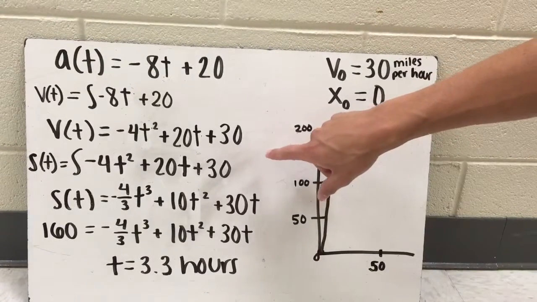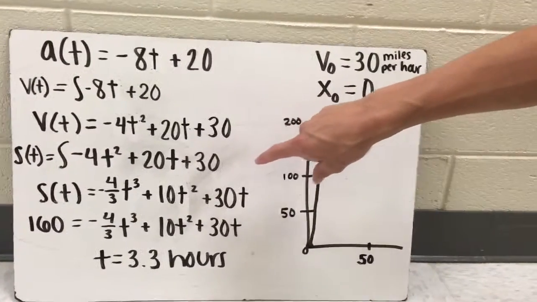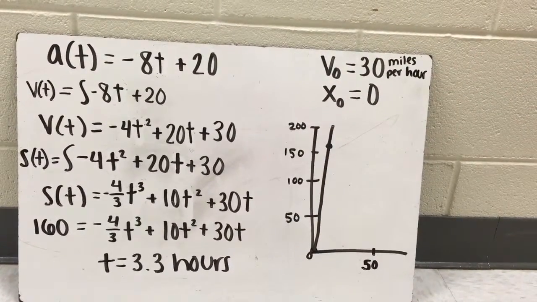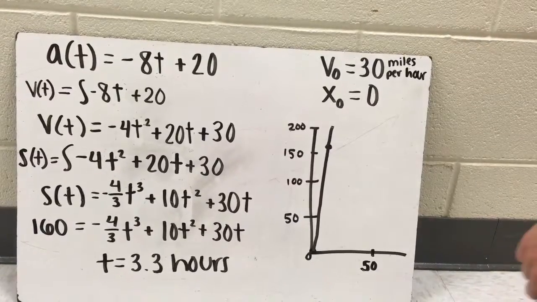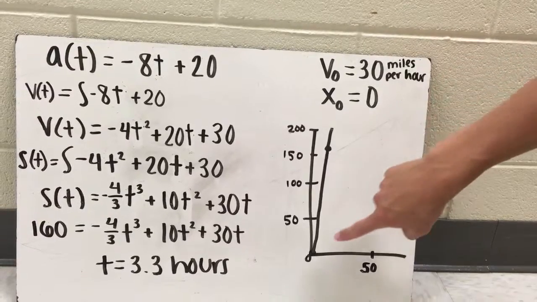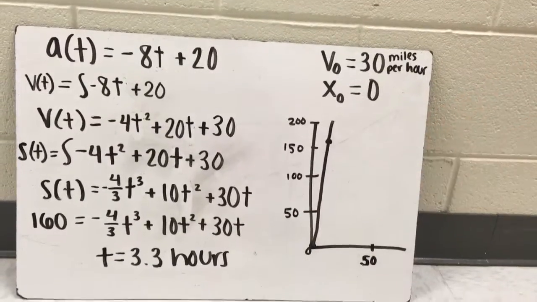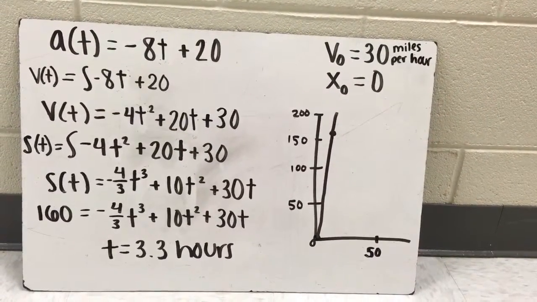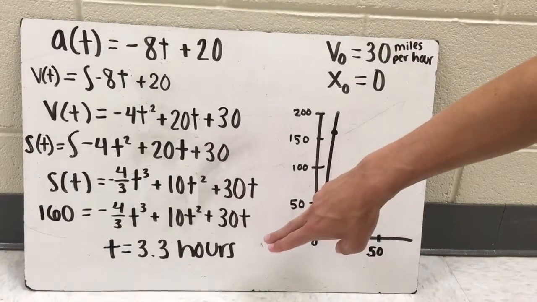So in order to find the position, we have to take the integral of the velocity equation. After taking the integral, we end up with negative 4 over 3 t to the third plus 10t squared plus 30t. And our initial position is 0 since we're starting out on the ground. So we set the position equation equal to 160 because that's what we're trying to solve for. And then we end up with t equals 3.3 hours.